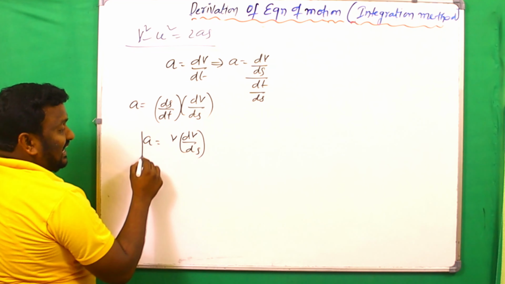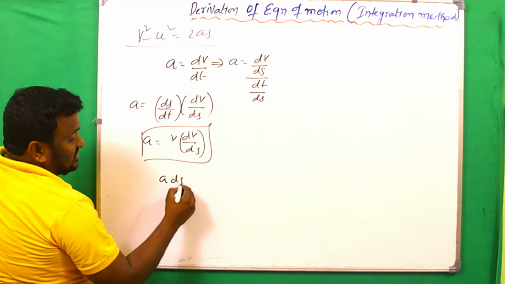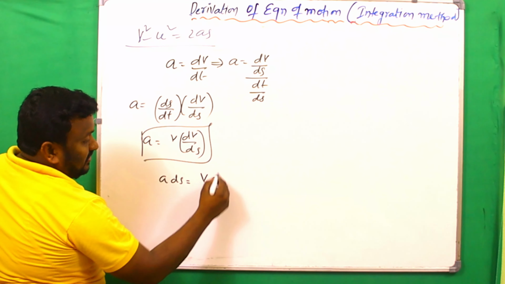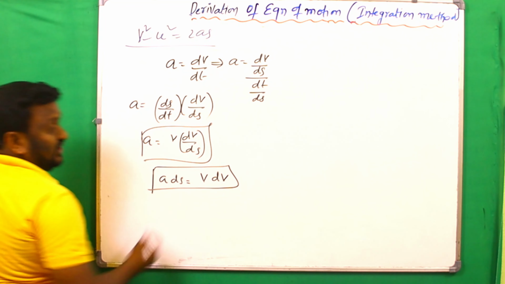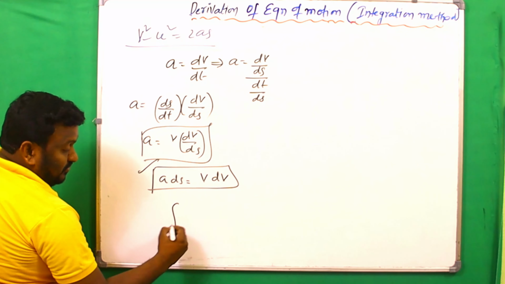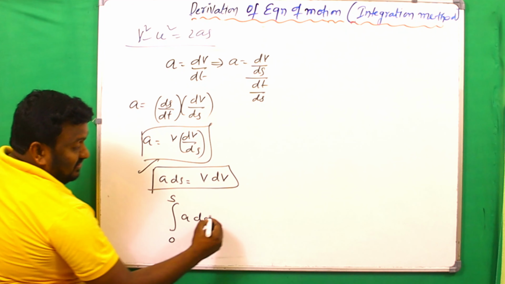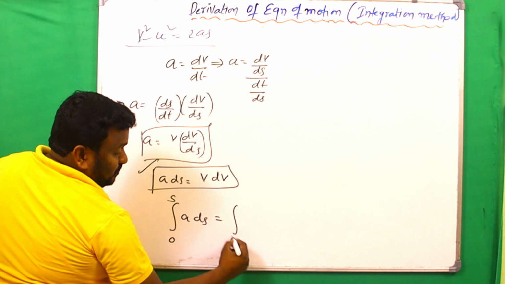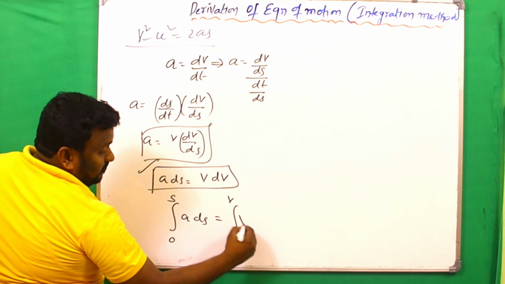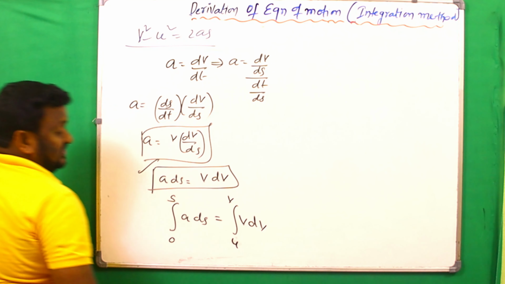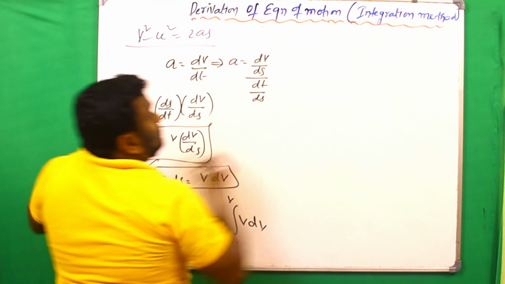So if you have an idea about this one, you can directly go for that. So a into ds is equal to v dv. This is the equation we are going to use. Now we are integrating on both sides with respect to s. Integral of a ds, limits 0 to s, and on the right, integral from some initial velocity u to v of v dv. We are integrating on both sides like that.